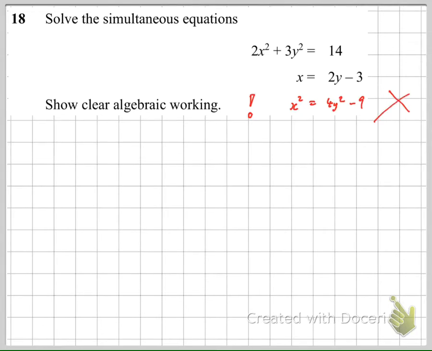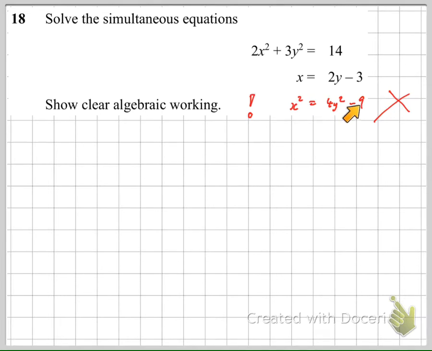Why is that wrong? Well, first, what have they tried to do? Well, this first equation's got x squared and y squared in, so wouldn't it be good if this equation had x squared and y squared in as well? So let's just square the x, square the 2y, and square the minus 3. So we get x squared, 2y all squared, 4y squared, and minus 3 squared.